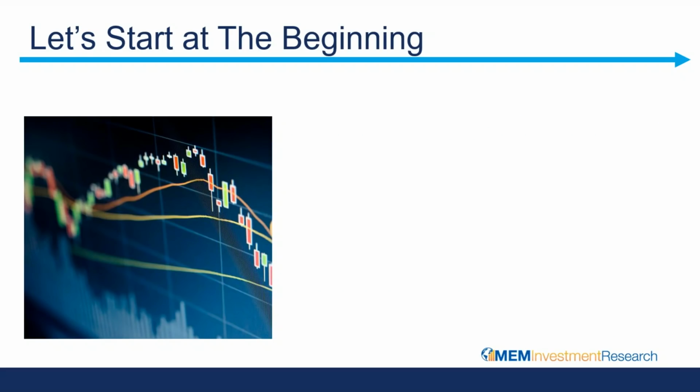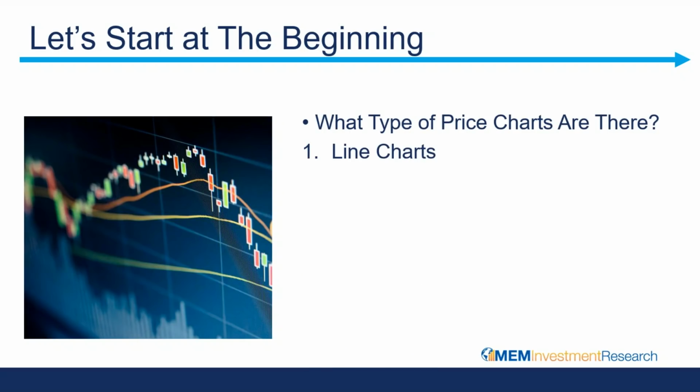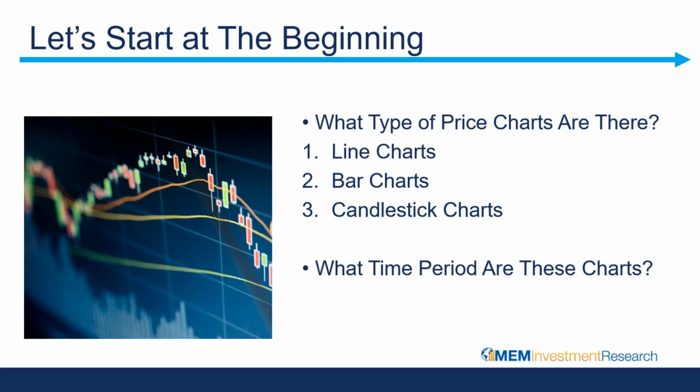So let's go ahead. We can start at the very beginning. I mentioned what types of price charts there are. There are line charts. Bar charts are another example. And then there are candlestick charts. These are the 3 primary price charts that are available to individuals that are trading, and we'll get into those.